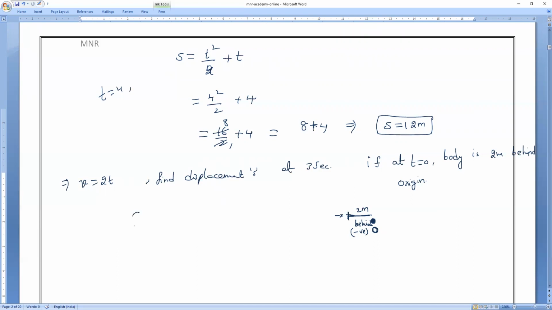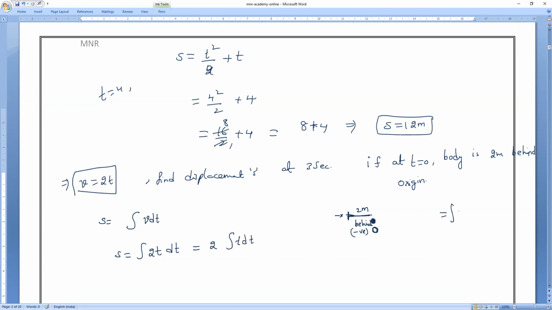So what is the given function? S is equal to the integration of V dt. V is equal to 2t, so S is the integration of 2t dt. 2 is the constant. If I take the 2 outside, then what will come? Integration of t dt.